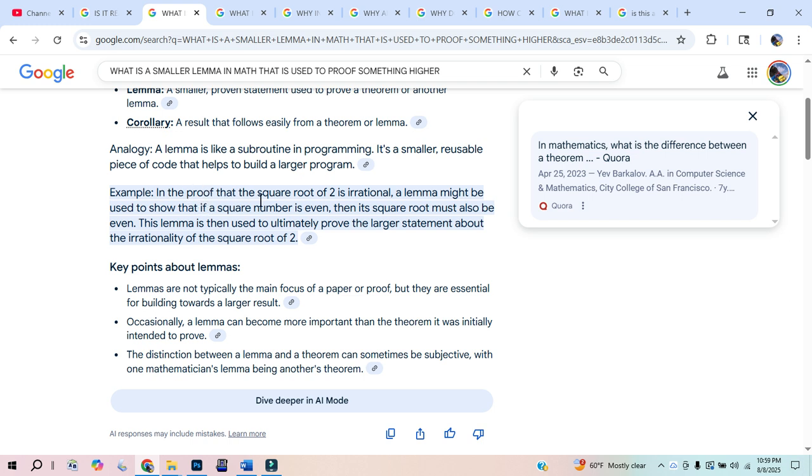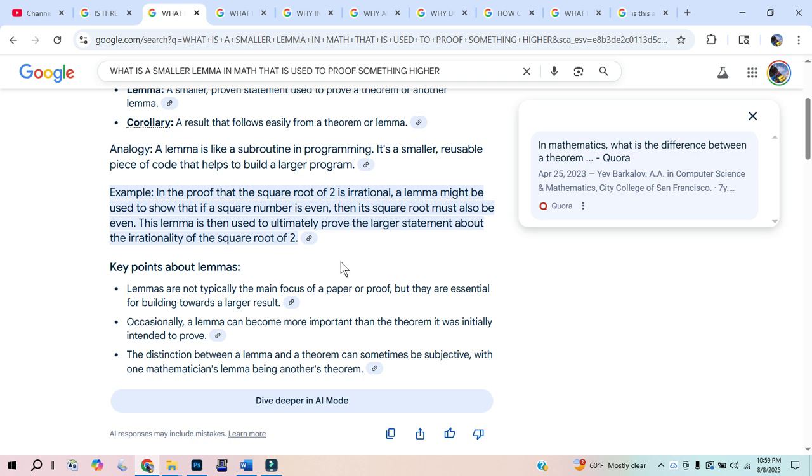In the proof that the square root of 2 is irrational, there's a proof to show that. One of the lemmas might be used to show that if you have a square number, and we're going to go over this, a might be a number, and if you had a squared, that's a squared number. Maybe a squared is now like b, so b is a square number because it can be represented as a squared. If I take the square root of a squared, then we get a. So then it says its square root must also be even.